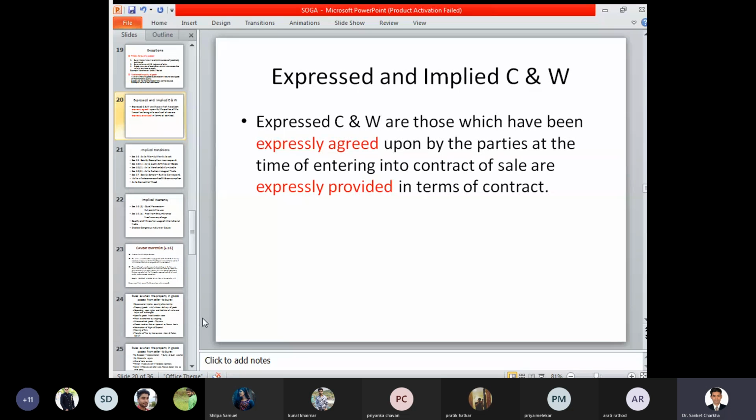So what do we mean by express and implied? Either you expressly tell it, whether in writing or in an oral format. Any condition or warranty that you state in oral or written format will be called an express condition. Any condition which has been implied, taken for granted by either the buyer or the seller, will be called an implied condition or implied warranty.